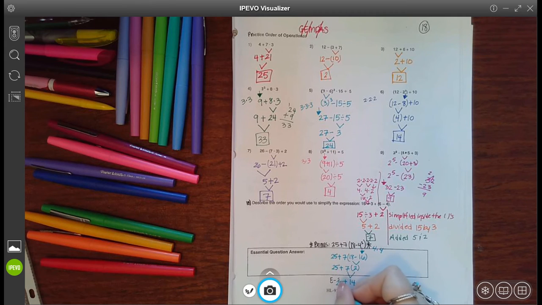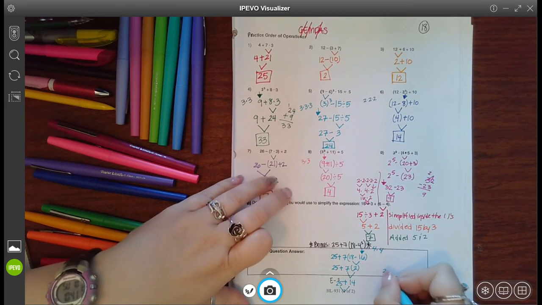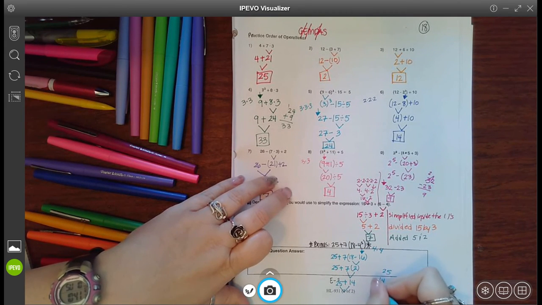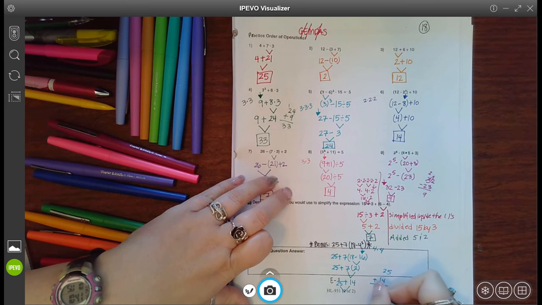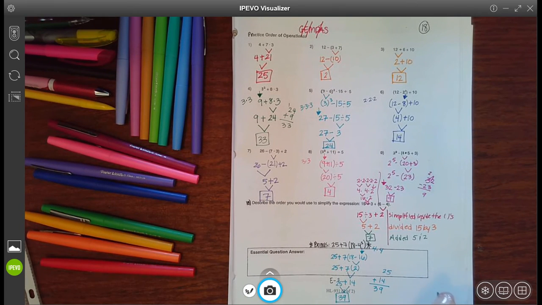Okay, so now you have 25 plus 14. Let's go ahead and work that out. I see way too many mistakes of people trying it in their head and getting the wrong answer. Take the 2 seconds to work it out off to the side, and you should have gotten 39. Okay, but I want to point out right here, this 7 is touching this parentheses, so it's 7 times 2.